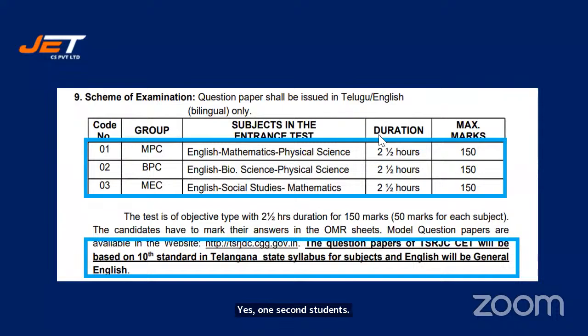Physical science, and the duration is 2.5 hours, maximum marks 150. And coming to the BiPC, English, biological science, physical science, 2.5 hours, 150 marks. MEC: English, social studies and mathematics, 2.5 hours, and it is also 150 marks. Right? And you know the total marks is 150 and the time duration is 2.5 hours. So the question papers of TSRJC CET will be based on the 10th standard syllabus.